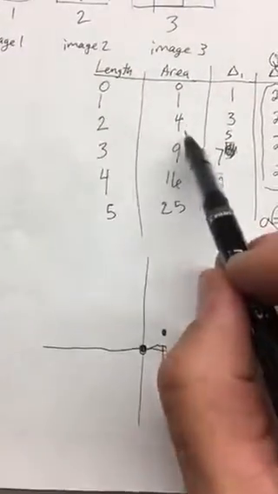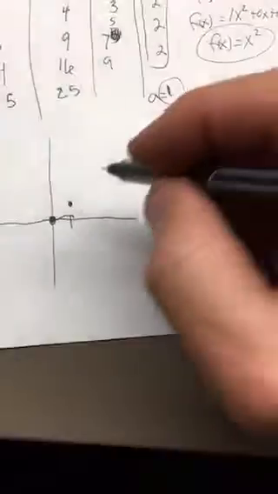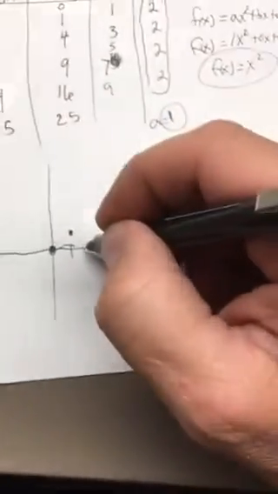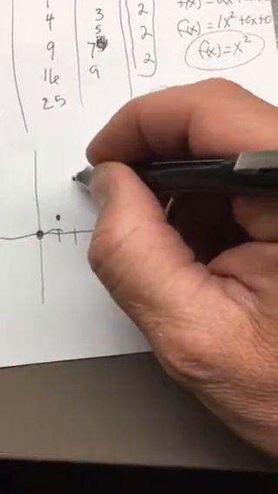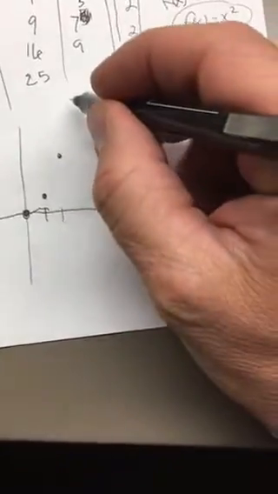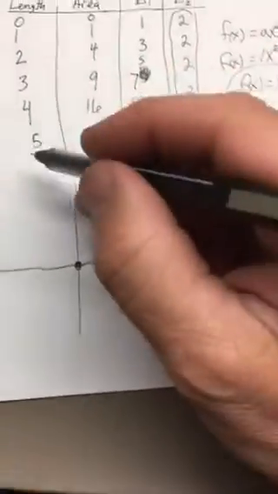So 1, 1, and what's our next one? We got 2, 4, 3, 9, 4, 16, and so on and so forth. If I go over 2 and up 4, 1, 2, 3, 4, it's up here. And then 3 is way up here at 9. I'm just kind of guessing it's about there. And then also, think about this.